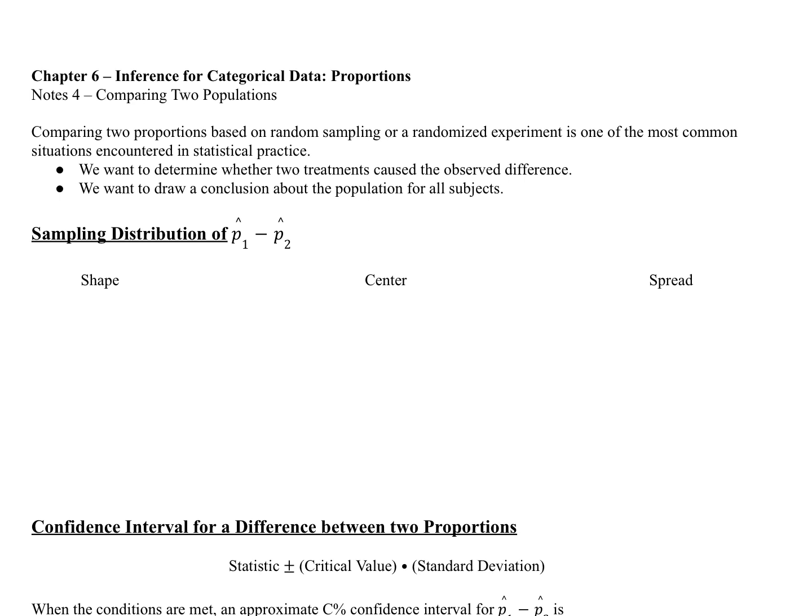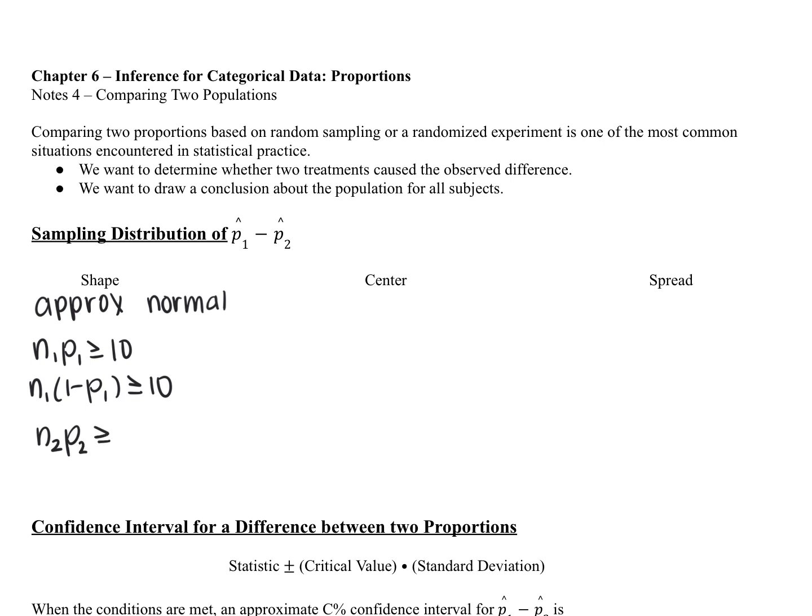So we're going to go back to when we were talking about sampling distributions for a difference in proportion. To recall, the shape is approximately normal as long as N1 P1 was greater than or equal to 10 and N1 times 1 minus P1 was greater than or equal to 10, and also N2 P2 had to be greater than or equal to 10 and N2 times 1 minus P2 was greater than or equal to 10.